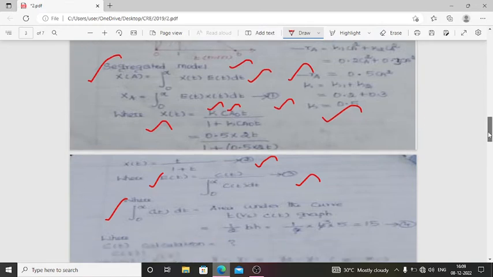The first one: integration from 0 to infinity of C(t) dt. This is the area under the curve. Refer to this diagram. The x-axis is time and the y-axis is the concentration C(t). Here the base b is 6 and the height h is 5. So the area under the curve is half b h, which is half into 6 into 5.